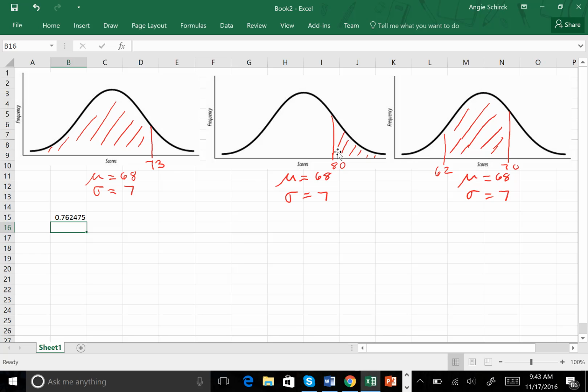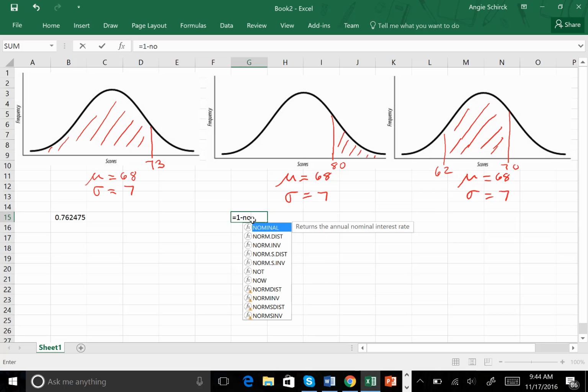If we want the area to the right of the value, we have to remember that Excel gives us the area to the left. So in order to find the area to the right, we know that the total area under the normal curve should be 1. So the area to the right of any particular value should be 1 minus the area to the left. So we'll use that here to find the area to the right. So we're going to type equal 1 minus, and then we're going to type NORM, and we see our normal distribution again.